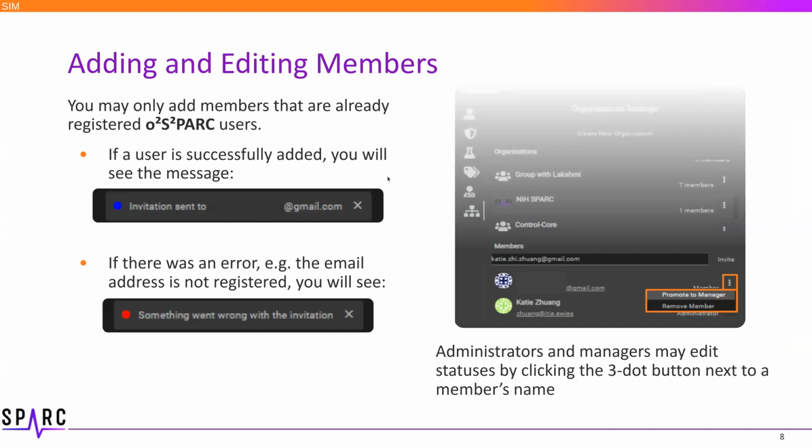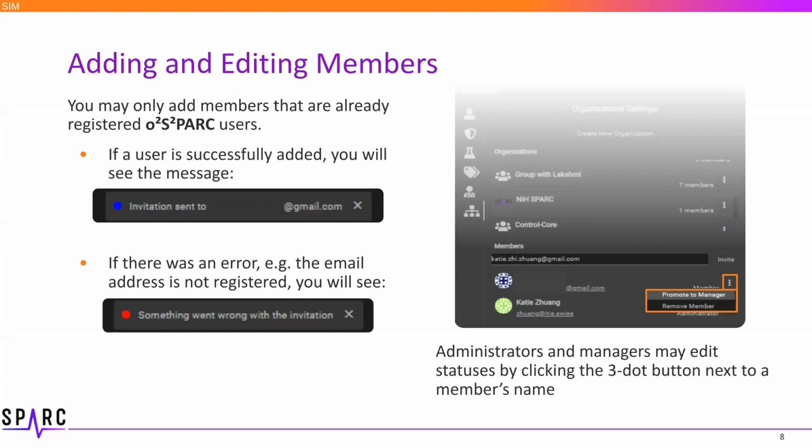So to add members, you can only add members that are already registered o²S²PARC users. So if you want to invite someone to o²S²PARC, they'll have to ask for an account first. If a user is successfully added, you'll see the message invitation sent to that email address. So this is going to be the email address that was used by that user when they registered for an o²S²PARC account. Now, if there's an error, for example, if you used an email address that is not attached to a registered o²S²PARC account, you're going to see an error message here, something went wrong with the invitation, and then you'll know that that person was not successfully added to your organization.